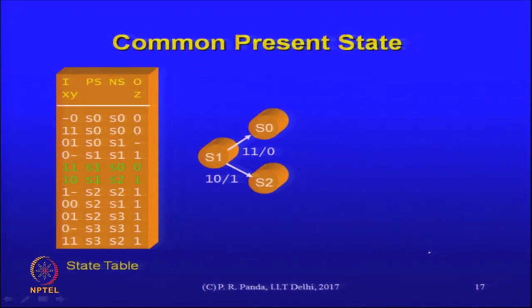Let us look at it the other way around. Identify a pattern where you have 2 transitions with a common present state. That is these 2 rows, which lead to a structure like that. S1 is the common present state, and S0 and S2 are the common next states.